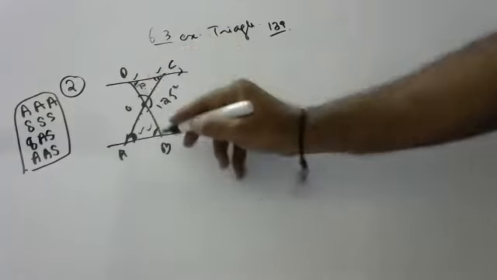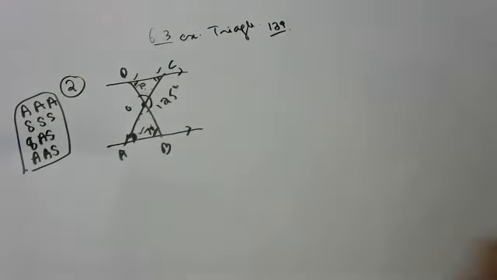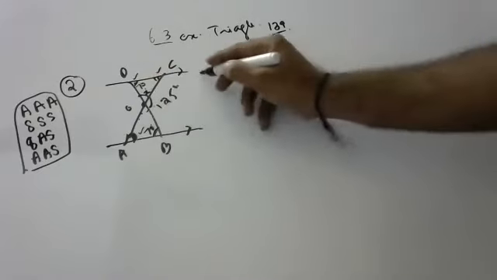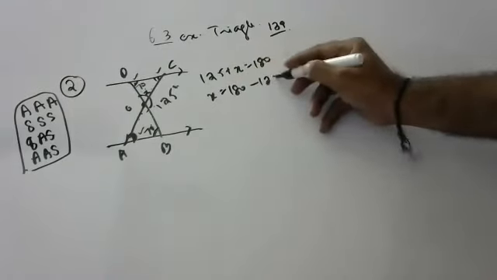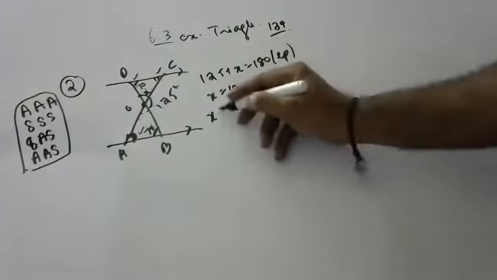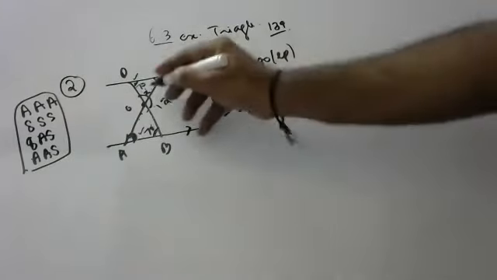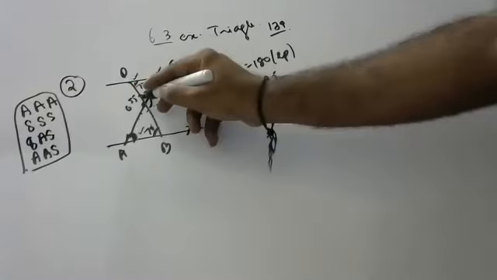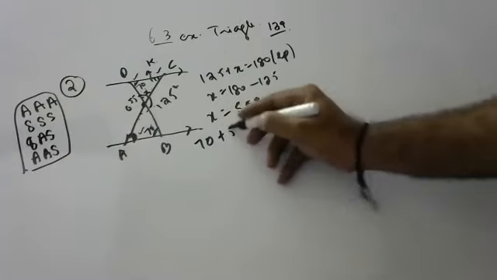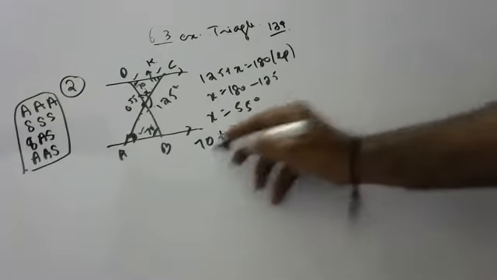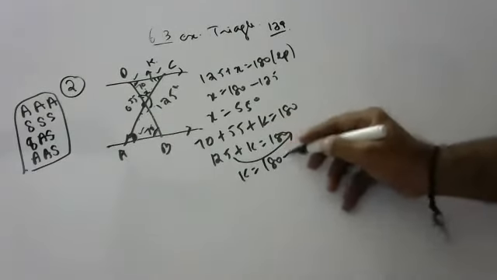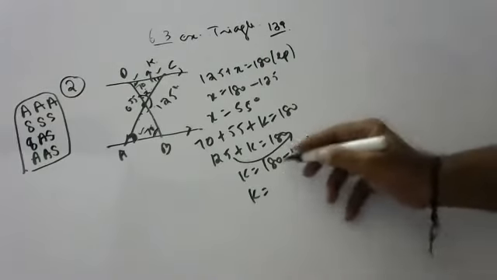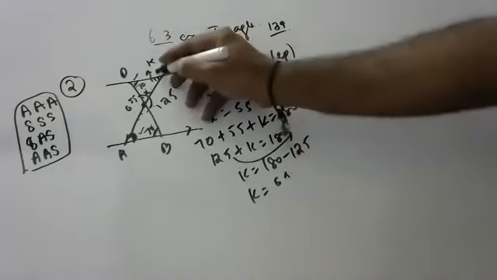So, children, if this is 70, this is also 70. Let me take this as x. 125 plus x, what can we write? 180. x is equal to 180 minus 125, because of linear pair. Children, you should compulsorily write the reason. x is equal to how much? 55 degrees. So this is 55. If this is 55, this is 70, what will this be? By angle sum property, 70 plus 55 plus k is equal to 180. 125 plus k is equal to 180. k is equal to 180 minus 125, which is 55. So this is going to be 55.